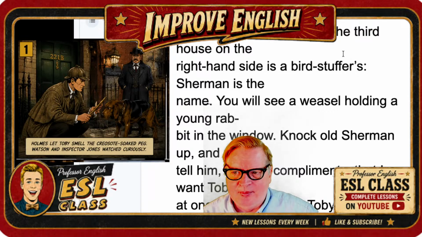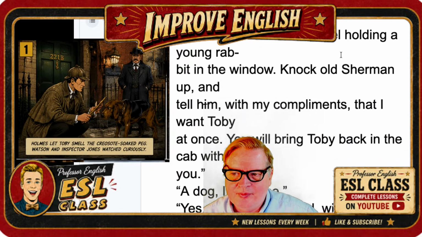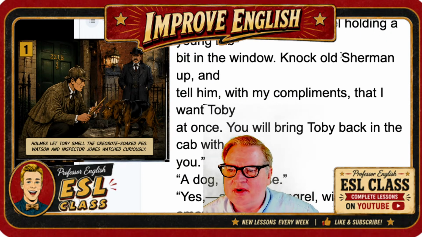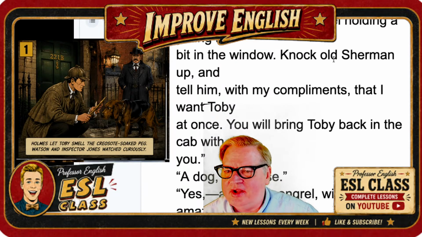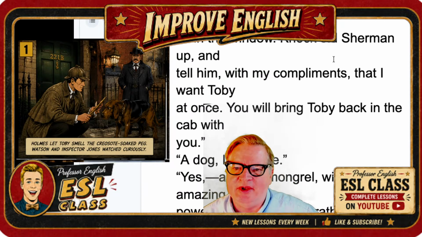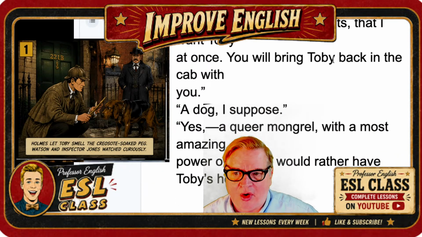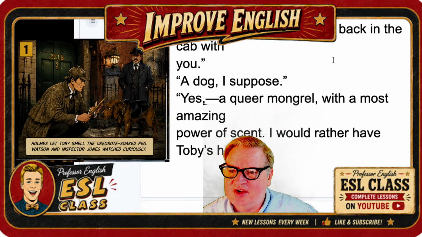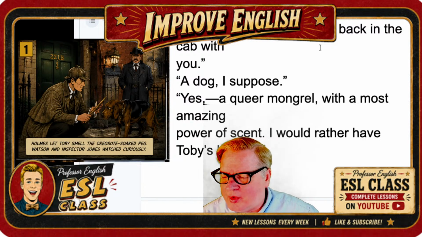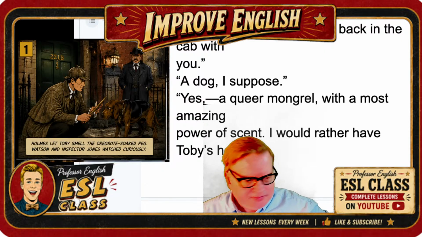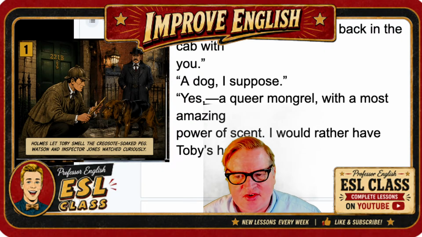Taxidermist is the name, but here Holmes just calls it a bird stuffer. "Knock old Sherman up and tell him with my compliments that I want Toby at once. You will bring Toby back in the cab with you." "A dog, I suppose." "Yes, a queer mongrel." Queer means strange. Mongrel means like a mix of things.